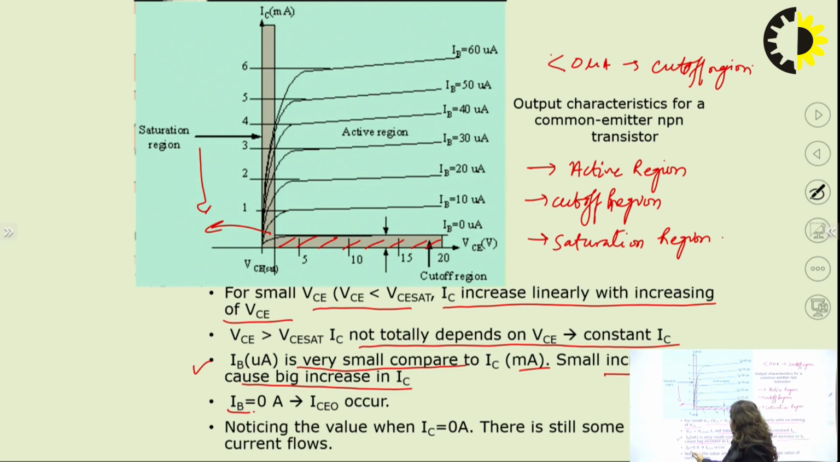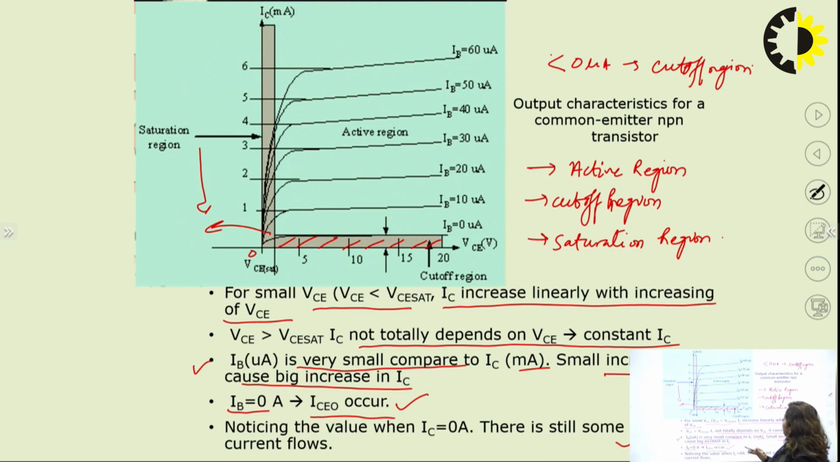Next, when IB is equal to 0 ampere, ICEO, the collector emitter current, occurs here. So noticing the value when IB is 0 ampere, there is still some value of current flow. That's why the region below IB equal to 0 is your cutoff region, where there is no current flowing. The region just above 0 volts and less than VCE saturation is called your saturation region, and the region above VCE saturation and above IB equal to 0 microampere is your active region. So these are the 3 regions which can be defined in any configuration.